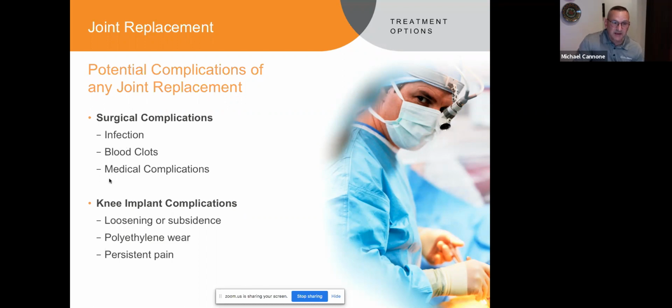But we've had patients come in and say, you know what, you're either going to replace my knee or my hip, or that's it. I'd rather do that than live right now, because that's how bad it's bothering me.